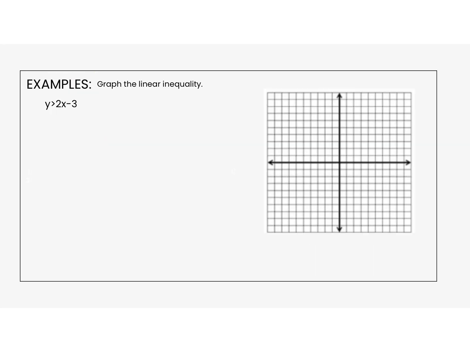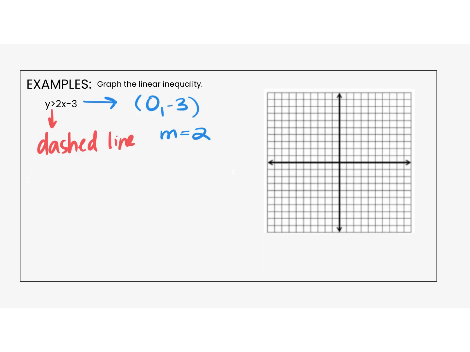So let's start with just one before we get into a system. How do we graph just this inequality? First thing we're going to notice is that this is greater than, so that means we're going to use a dashed line to graph this. And then we're going to graph just like we practiced in Unit 1. So this tells me that I'm going to graph 0, -3, and that my slope is 2. So I'm going to go from there.